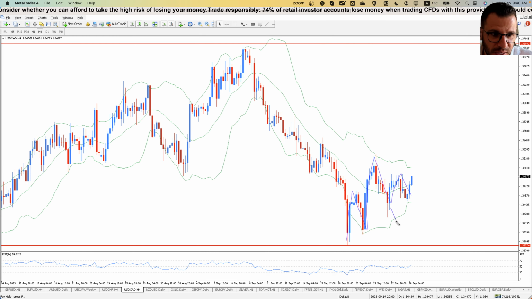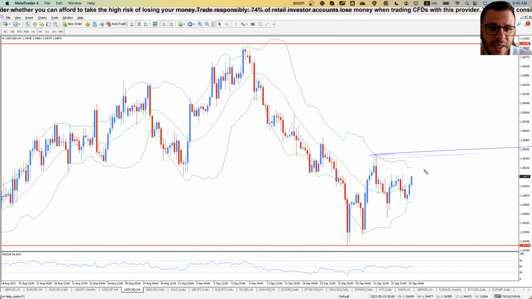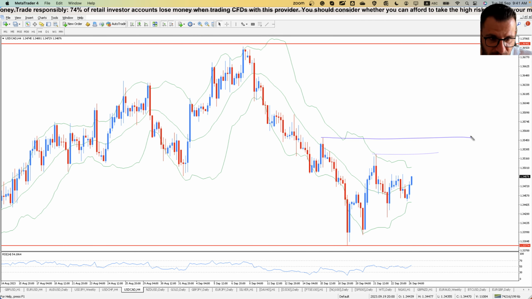Price every time tries to move lower, the indicator pushes higher, and this is a strong indication of an expansion to the upside. Now, if the expansion happens until this area here, where you can see it's a strong area of resistance, that's all the market has to give, or maybe it's going to happen until here. So we must trade accordingly.